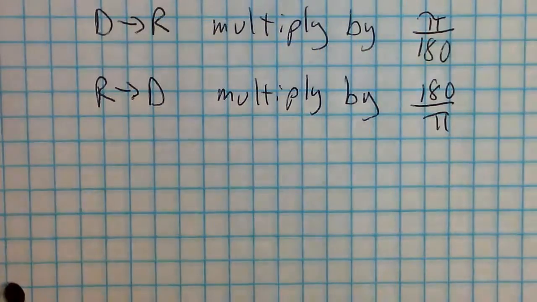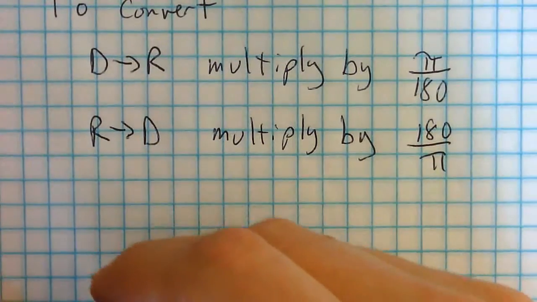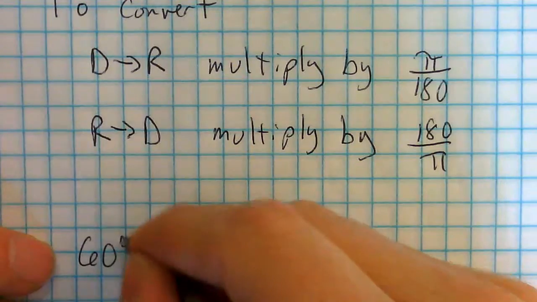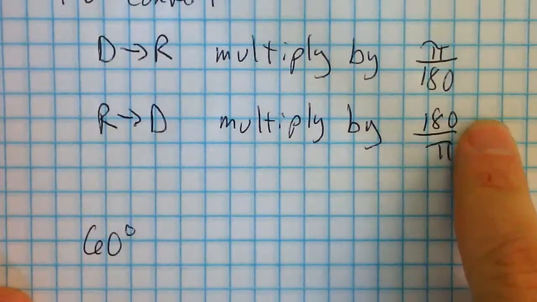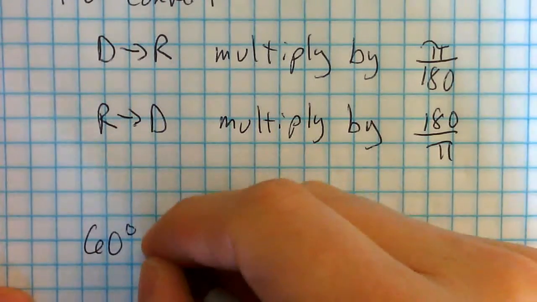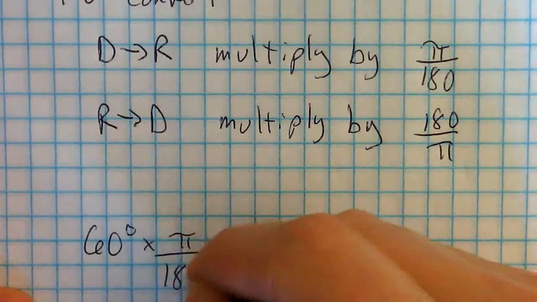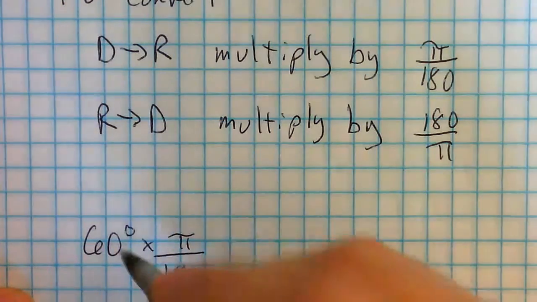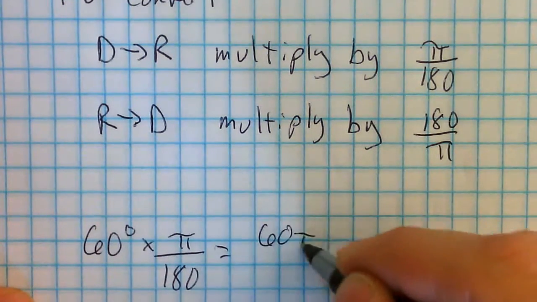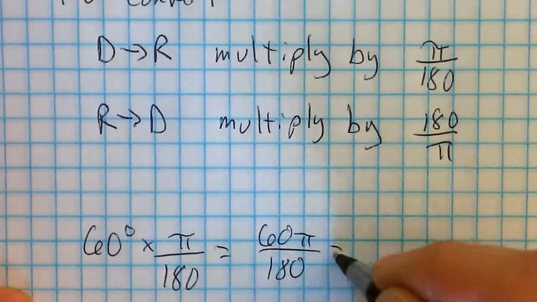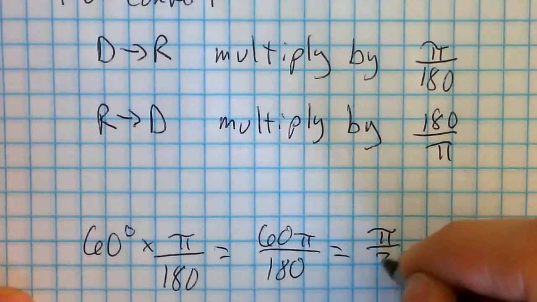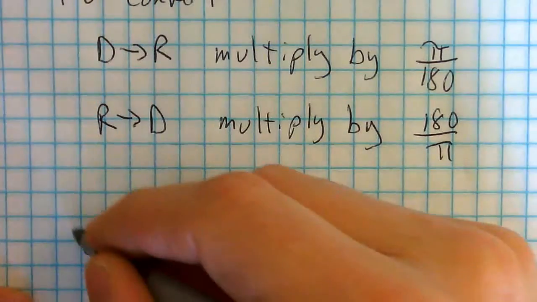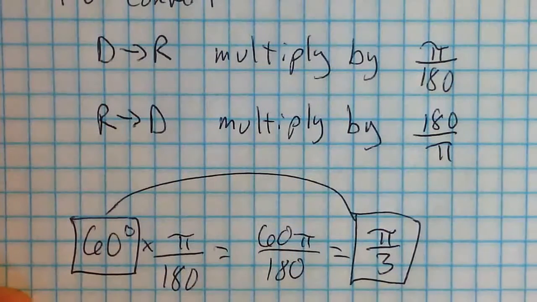So let me just do a couple of examples. Let's say we've got 60 degrees and we want to turn that into radians. All I do is multiply it by pi over 180. So I go times pi over 180, and what I get is 60 pi over 180. 60 over 180 reduces down to 1/3. So 60 degrees is equal to pi thirds radians.